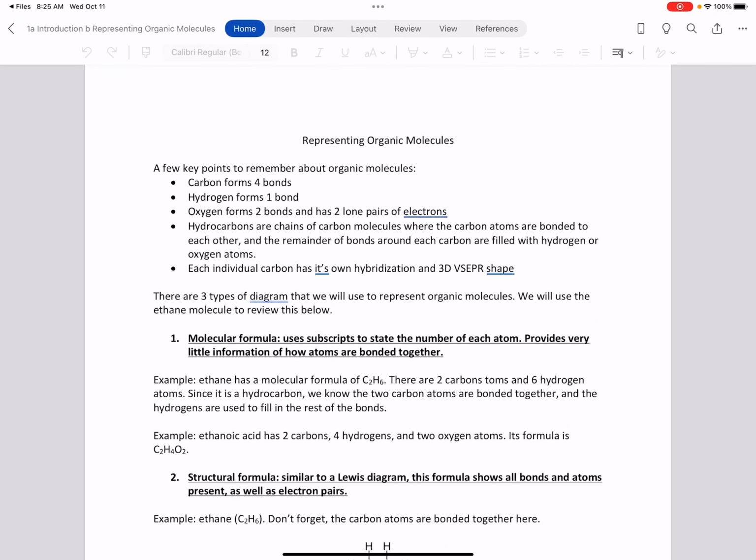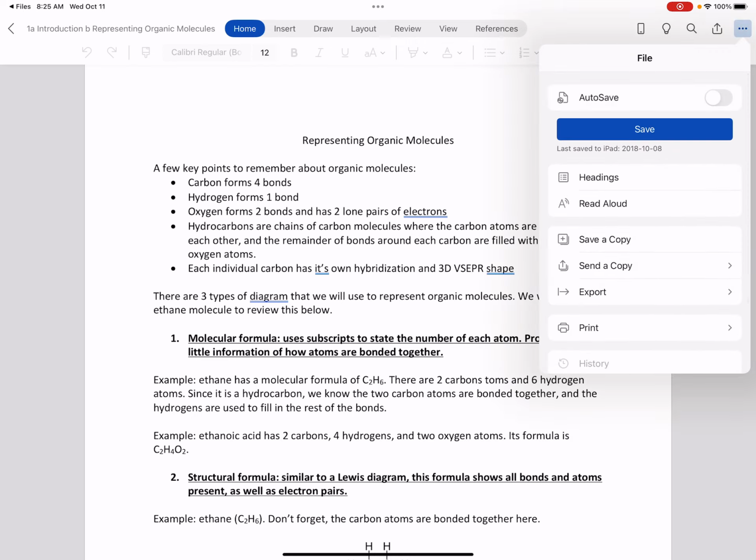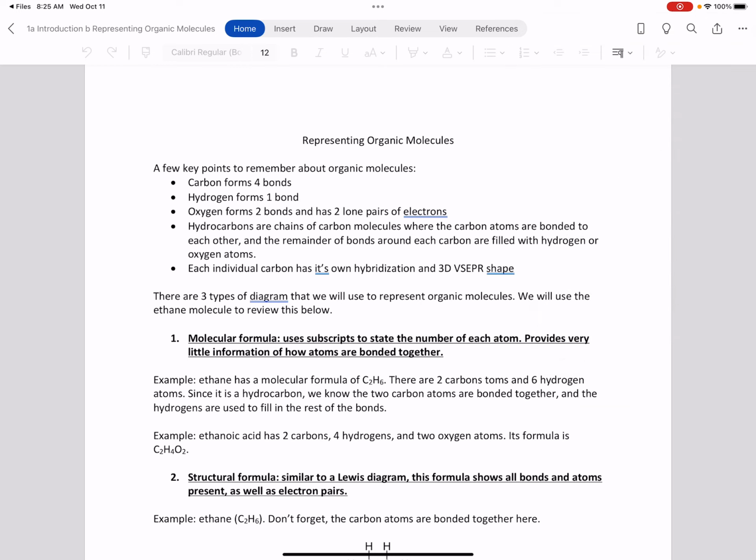Good morning, everyone. This is a short little video to go over the types of formulas and diagrams we use to represent organic compounds. So you'll notice that when we're talking about organic chemistry, we're mainly working with carbon as the backbone of a molecule. So you'll see that pretty often, and it's important to remember these couple of terms up here.